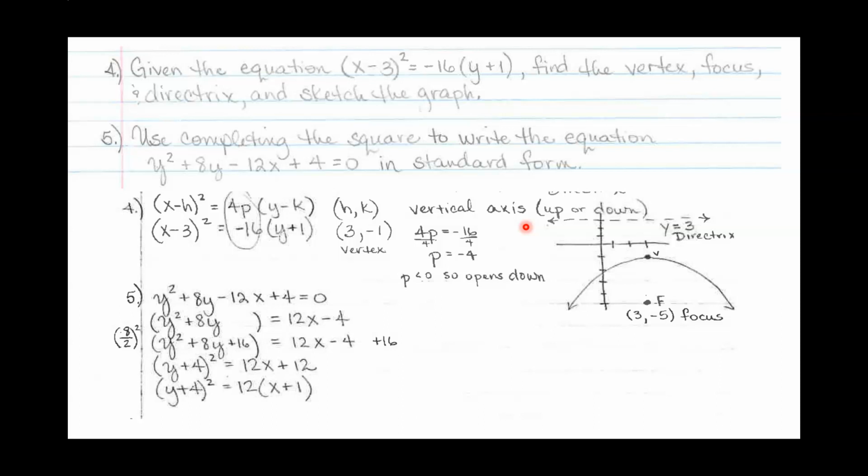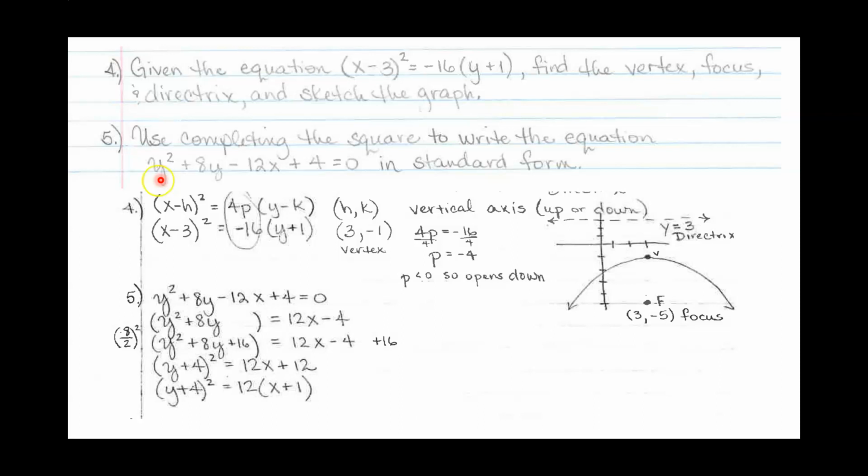All right, then number 5, use completing the square to write the equation in standard form. All right, if you'll notice, I have a y squared. I do not have an x squared. So this has to be a parabola. Both an ellipse and a hyperbola have both x squared and y squared. If it has one or the other, either the y squared or the x squared, then this is a parabola.